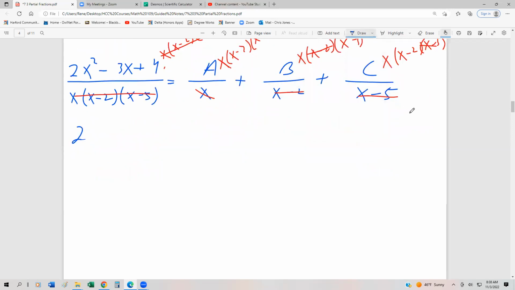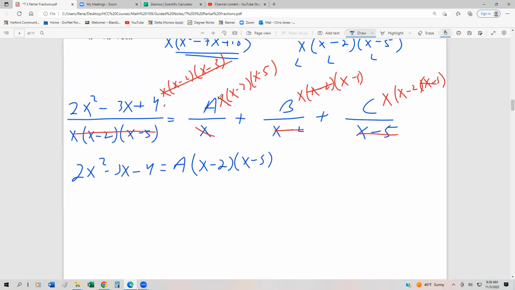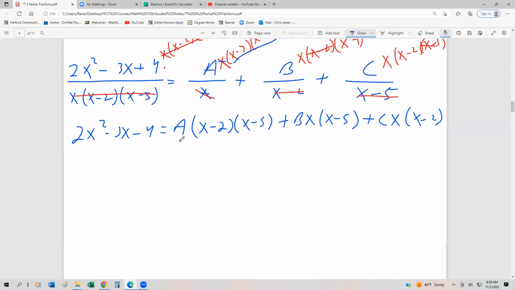So again, we have 2x squared minus 3x plus 4 equals a(x minus 2)(x minus 5). What I did was cancel out these x's right here, and I was just left with this. The x minus 2's cancel, so now we have bx(x minus 5), and cx(x minus 2). Now, unfortunately, I know it's ugly, but we are going to FOIL out the right-hand side, and then we're going to try to match up powers.